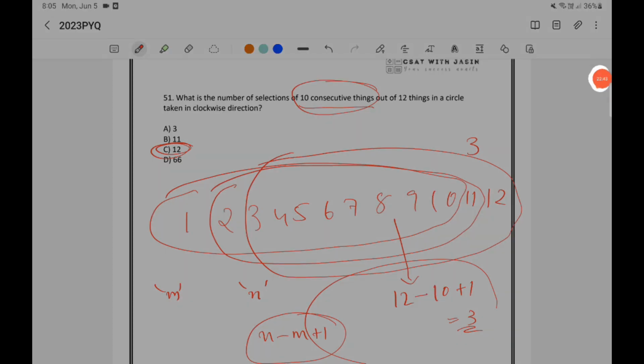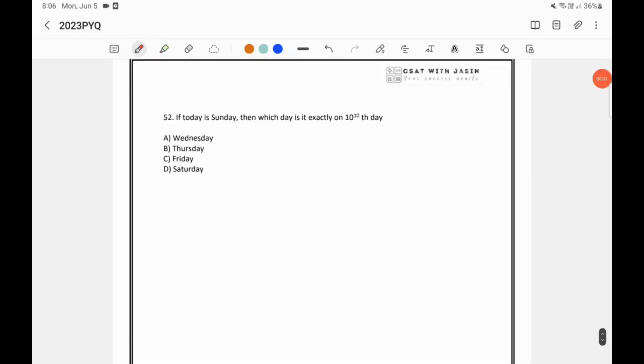Okay. So now let's look into the next question. If today is Sunday, then what is the day exactly on the 10 raised to 10th day? Here many students got confused, but this is actually not a very difficult question. For example, if I just change the question like this: if today is Sunday, then which day is exactly on the 50th day?